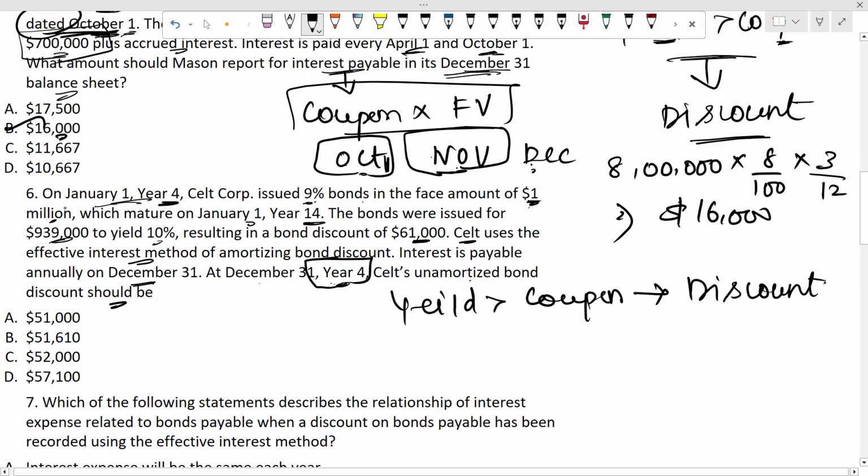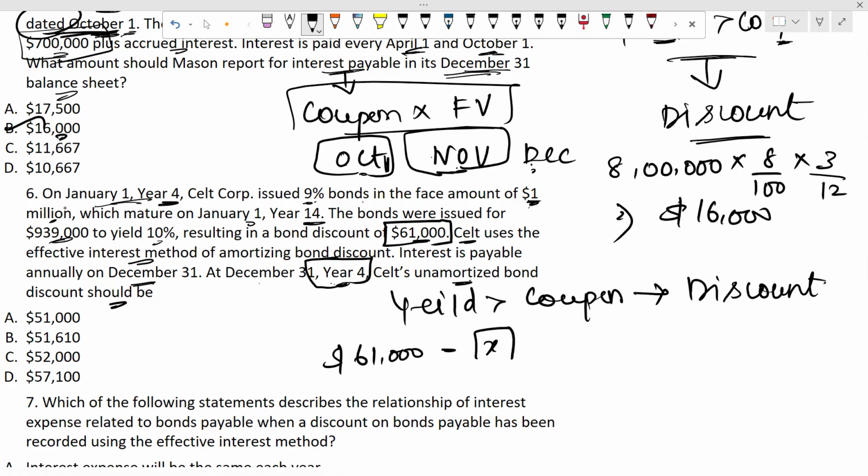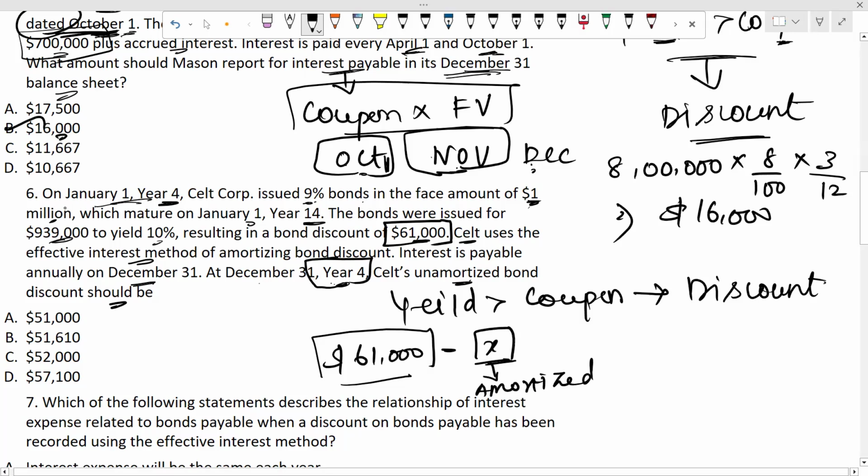So when they are asking us to calculate unamortized bond discount, it is very simple. Listen, the total discount is $61,000. At the end of the first year, we would have amortized some discount. What is that amount we have to calculate? How do we calculate amortized discount? The total discount is 61,000. From this, if we subtract the amortized discount at the end of the first year, we will get the unamortized discount. Now, how to calculate this amortized discount?